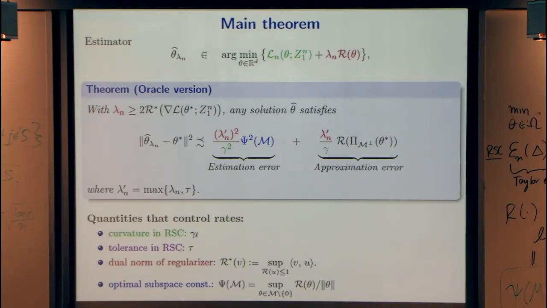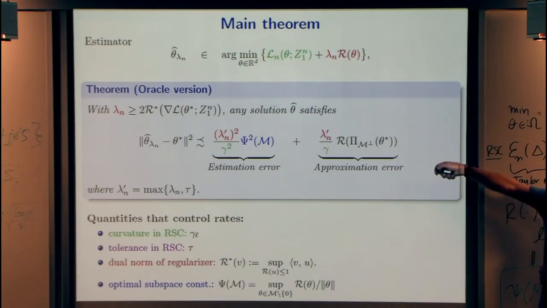But at a high level, what's important here is this is the generalization. There's no assumptions on the vector. You take any subspace M, and you get a bound that involves how much you would have paid to estimate something if it lay in the subspace, and then you get a general approximation error term.